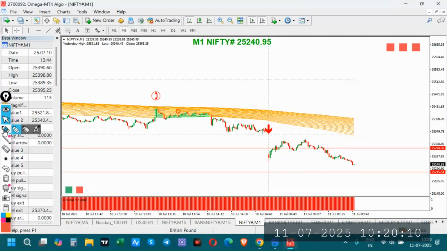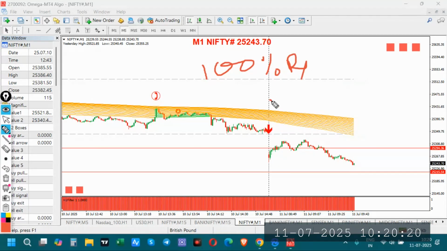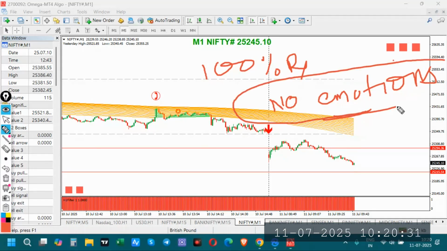The first thing that you might have observed is that there is no ambiguity, and it is a 100% rule-based system. When you have a 100% rule-based system, there will be no emotions. Once you have no emotions, you're almost successful 50% of the time. Your success is guaranteed 50% of the time, because emotions will kill many traders.